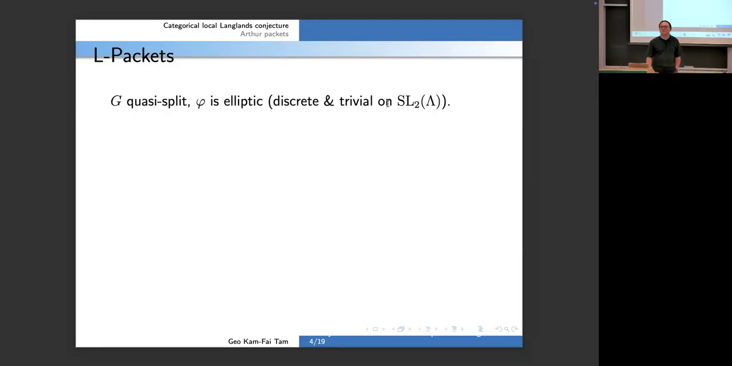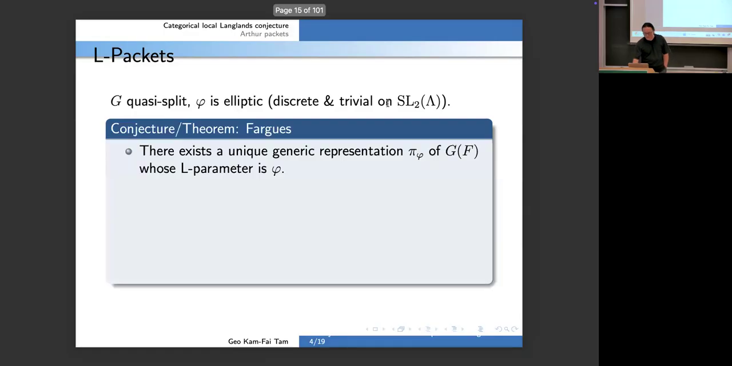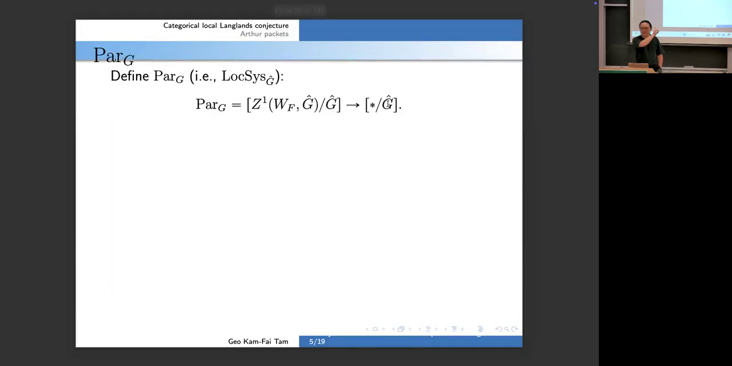Is it really going to be something about RG that we don't know yet? Okay, if you want, maybe I just tell you Par-G is just this moduli stack of the one-cocycles from the Weil group to the dual group, quotient by the adjoint action of the dual group. This is Par-G. Some people denote it by Loc-Sys of G-hat.